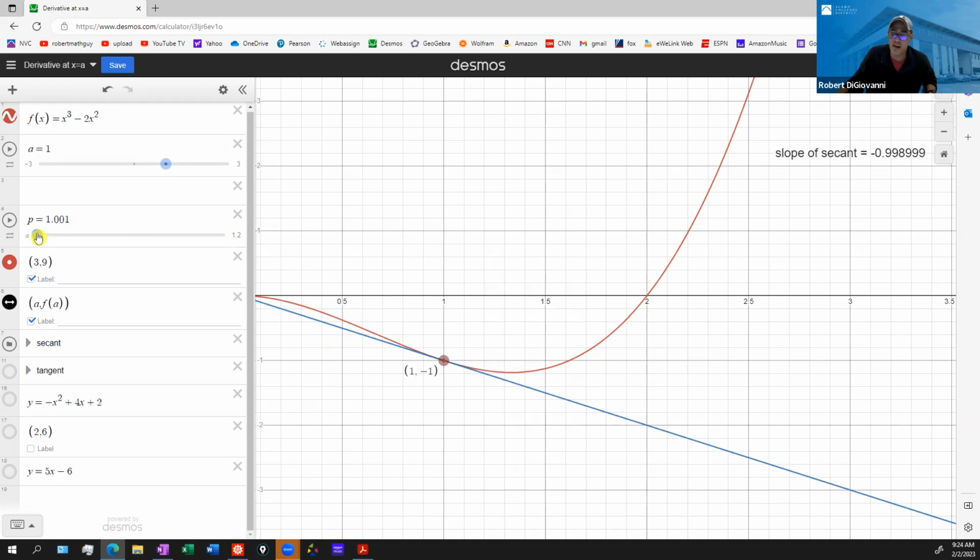This slope is obviously not a positive number, right? It's a negative number. It looks like it's getting closer and closer to negative 1. But as soon as I get it on top, I get undefined, right? But it looks like anywhere close to that point, the slope is negative 1.